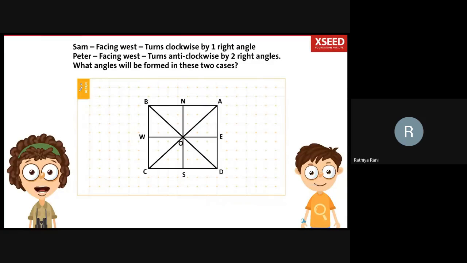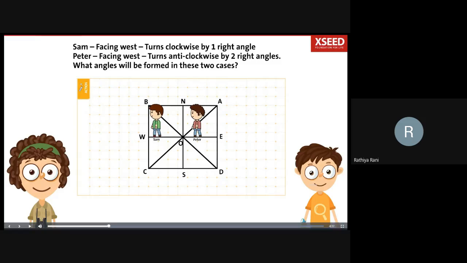Suppose two friends, Sam and Peter, are standing on the square. This is the next question. Listen and say the answer. Two friends, Sam and Peter, are standing on the square facing west. So they both are facing towards the west direction.